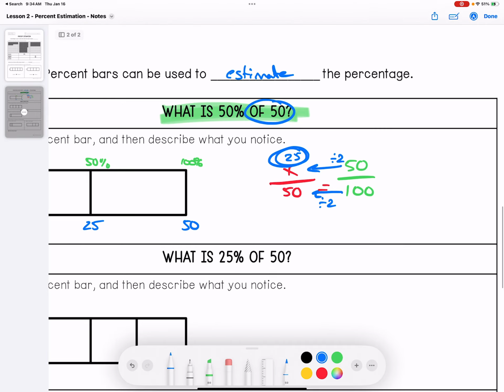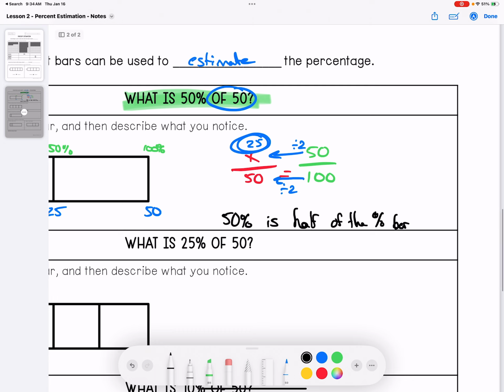Now, here's what I want you to write. 50% is half of the percent bar and half of the total. 50% is half of the percent bar over there, and it's half of the total.